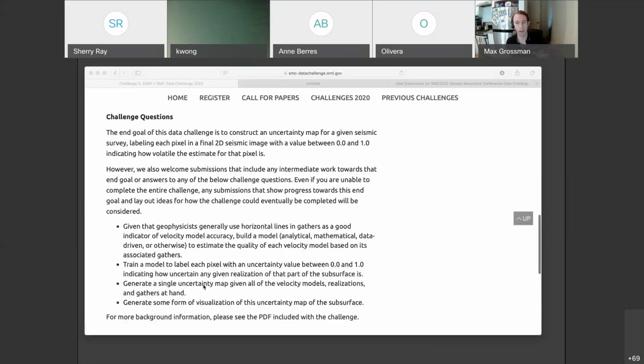At a high level, we're interested in any techniques, from basic statistical and analytical techniques all the way up to massive deep learning convolutional networks, that can generate some kind of uncertainty map, an uncertainty quantification, that tells us how certain or uncertain we are about different regions or parts of our seismic volume. And then there are a bunch of incremental challenge questions and problems that will help lead you towards that eventual pie-in-the-sky goal.